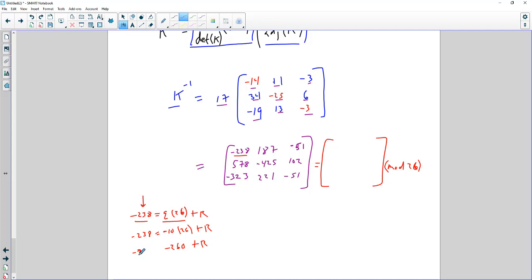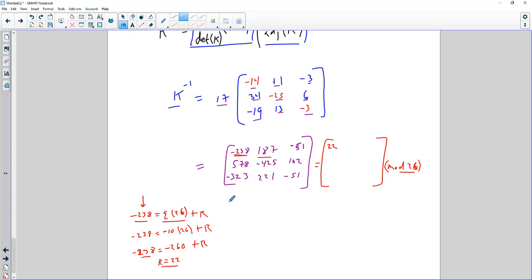So how do I actually make this 238? What do I have to add to 260 to make it 238 is the question. And of course that answer will be 22 by the looks of things. So if I add 22 to this, I'll get that. So this is my remainder. So what I'm going to say is that negative 238 is 22 mod 26. This is the process we do. We have to do the same thing with every number.